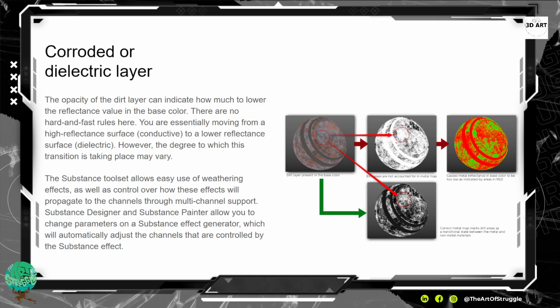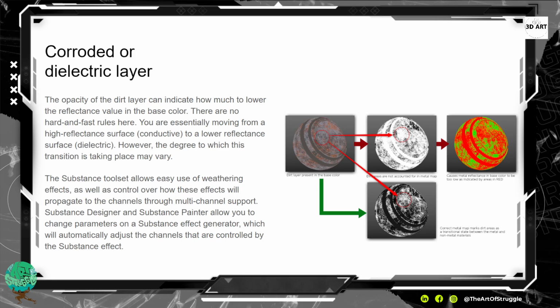There are no hard and fast rules here. You are essentially moving from a high reflectance value, conductive, to a lower reflectance value. However, the degree to which this transition is taking place may vary. And this is where some of the artistic leanings will come into place. That's essentially what these methods are trying to give back to you: more control of how these things look.